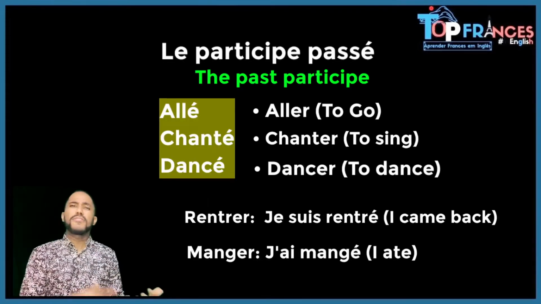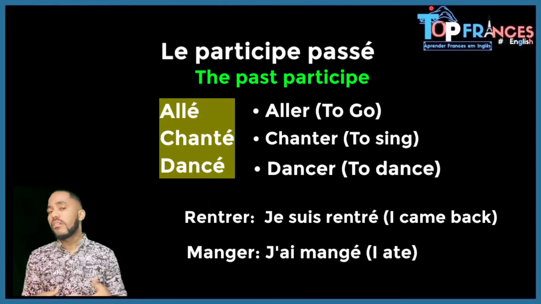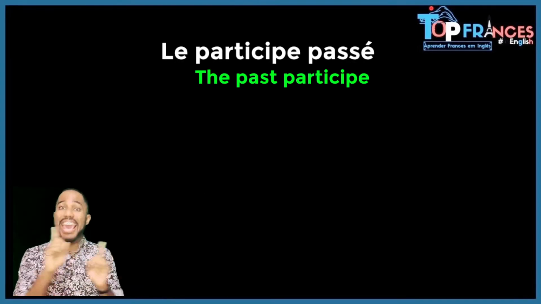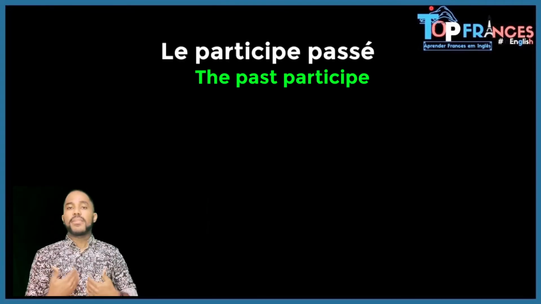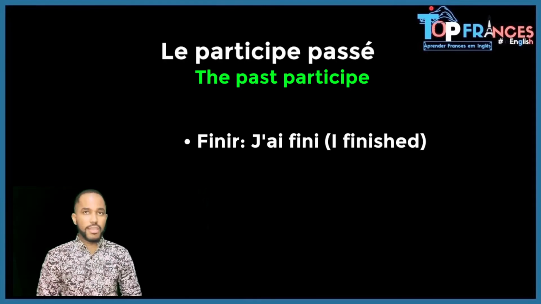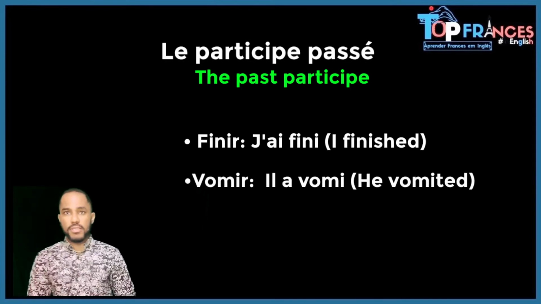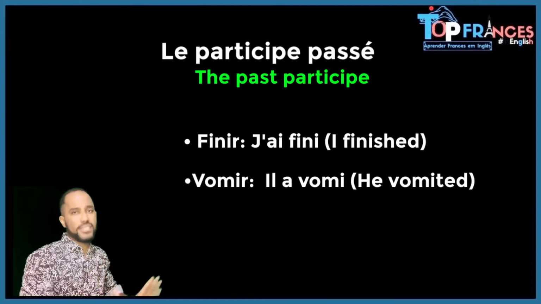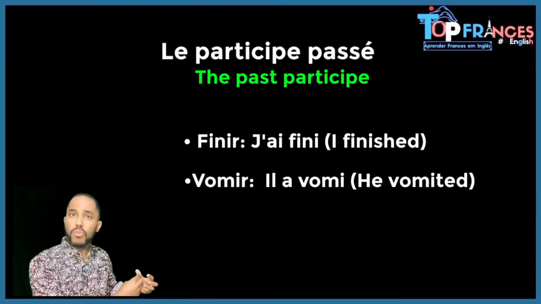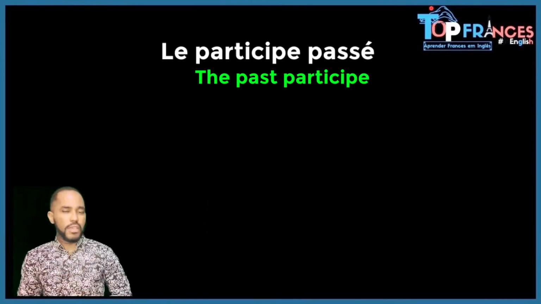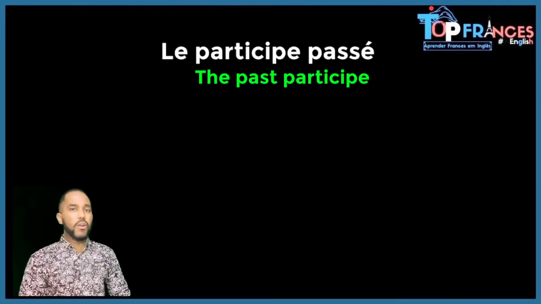For example, most of the verbs that finish by ir, you say fini. For example, j'ai fini. Il a vomi. You see? But it's not always like this. So there are some rules for some verbs of how we form le passé composé. I mean, le participe passé. Very simple though.